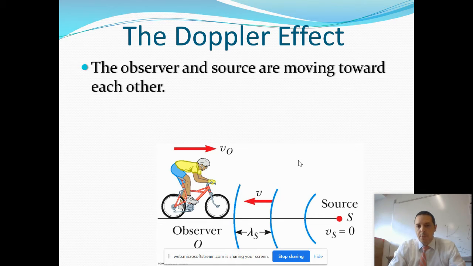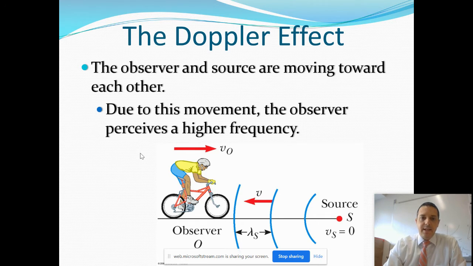Basically, we're going to boil this down to either the source and the observer are coming together, or the source and the observer are moving apart. In this example, we're going to look at the source and the observer moving together. So if they are approaching each other, and it doesn't matter if the observer is moving to the source, if the source is moving to the observer, or if they're both moving relative to each other, as long as the distance between them is decreasing, you're going to see this Doppler effect.